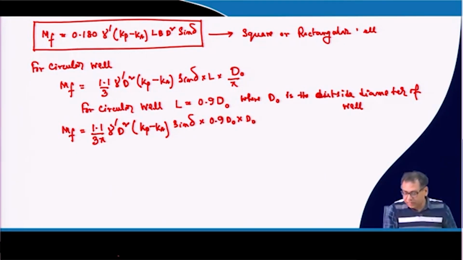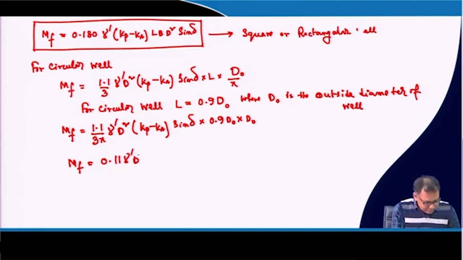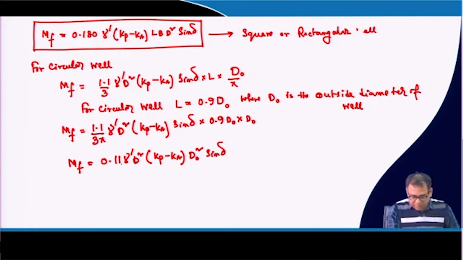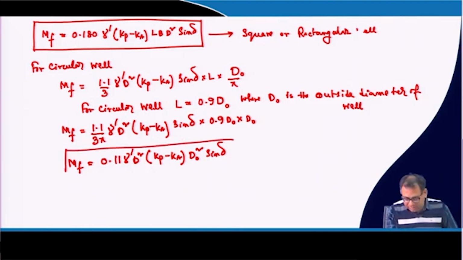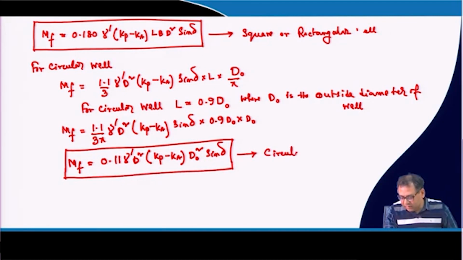Okay. And this MF will be roughly 0.11 gamma dash d square (Kp minus Ka) d0 square sin delta. So, this is for the circular well.